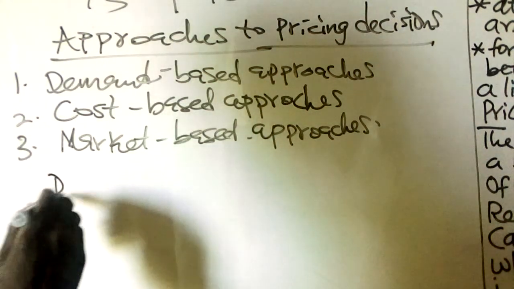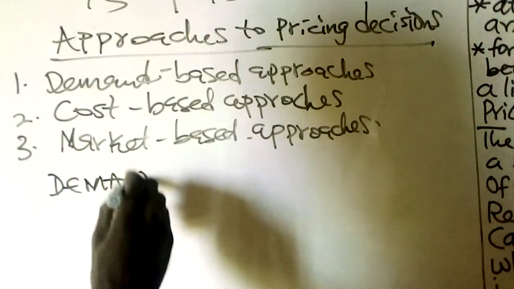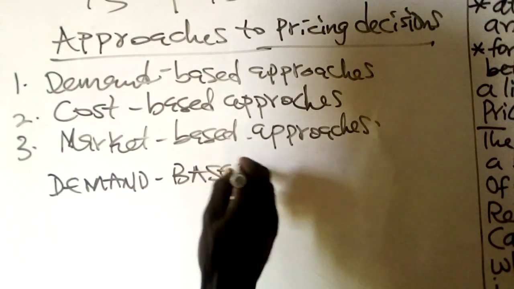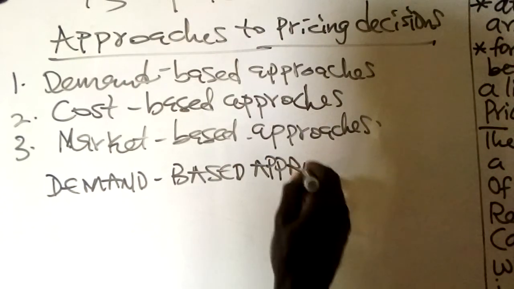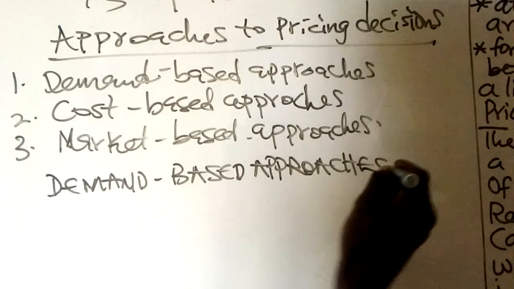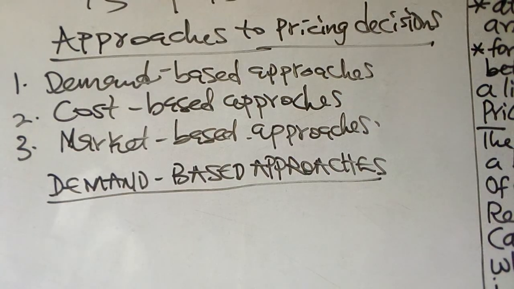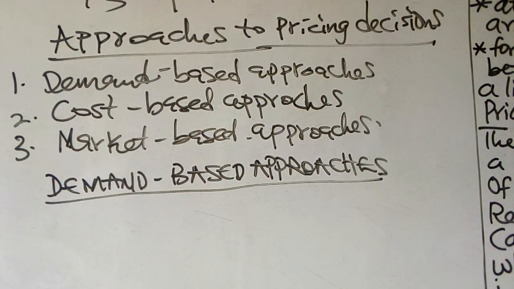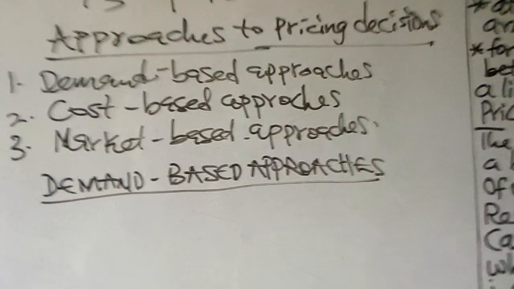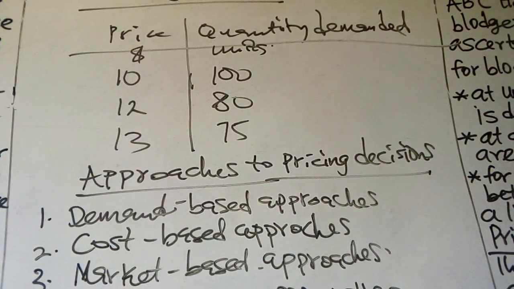So, demand-based approaches. The price of the product and the quantity demanded of that product are inversely related. When the price increases, the quantity demanded of that product decreases, and vice versa.